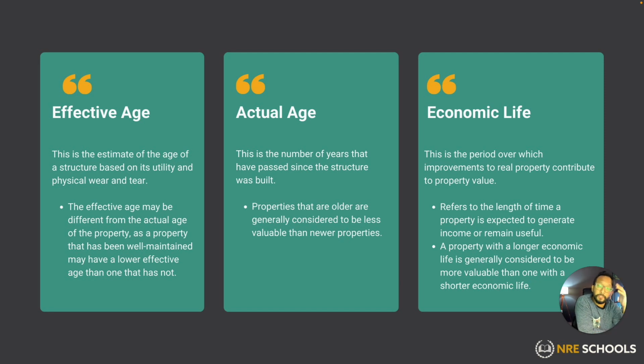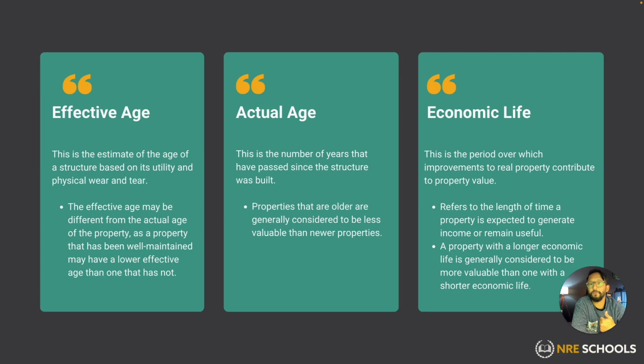A lot of homes here in Orange County, LA County, I'm just going to use 1968 as an example. So these homes built in 1968, their effective age could be really low. They can be really low if the homeowner or the property owner took care of the property.